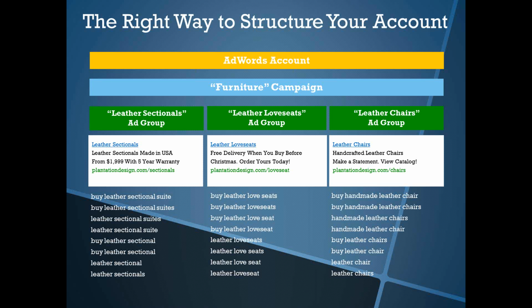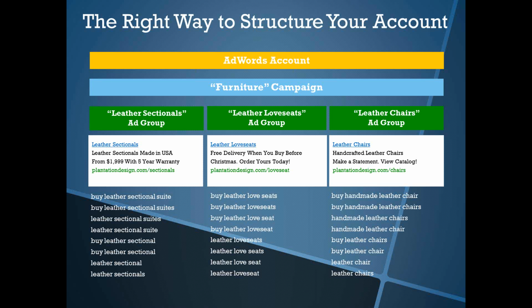Now, even further, you'll see that each of these keyword lists is grouped very closely over here. So you'll see that there's buy leather sectional, leather sectionals, buy leather sectionals. All these different variations, whether it's plural, singular, has a word like buy or online. Things like love seats. Some people will search it as one word, some will search it as two. All these different variations can be grouped together because they're all basically the same person looking for this ad.